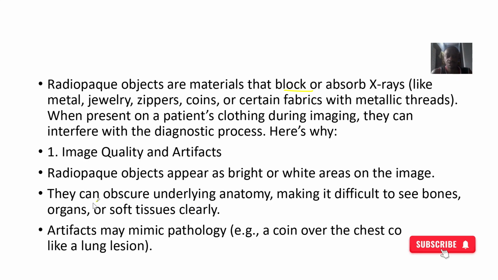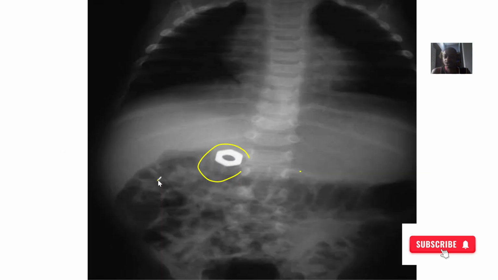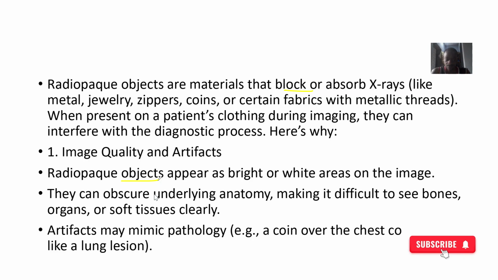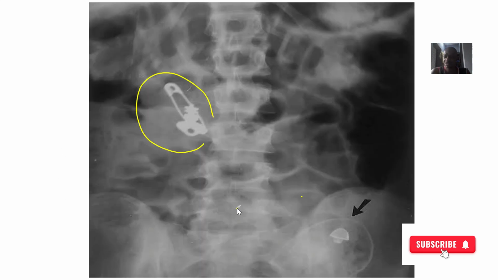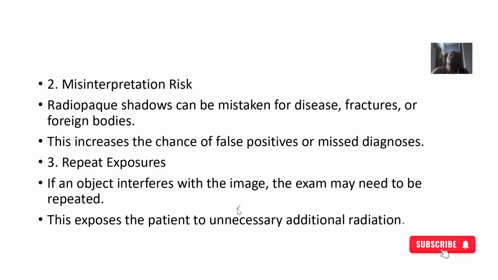First issue is image quality and artifacts. Radio opaque objects appear as bright or white areas on the image, so they will cover the underlying anatomy. Even if there was a disease condition beneath, you will not be able to read it properly. Do you understand? They can obscure the underlying anatomy, making it difficult for you to see bones, organs, and soft tissues clearly. And sometimes it might mimic a pathology, if you didn't actually know, or if the patient didn't complain.